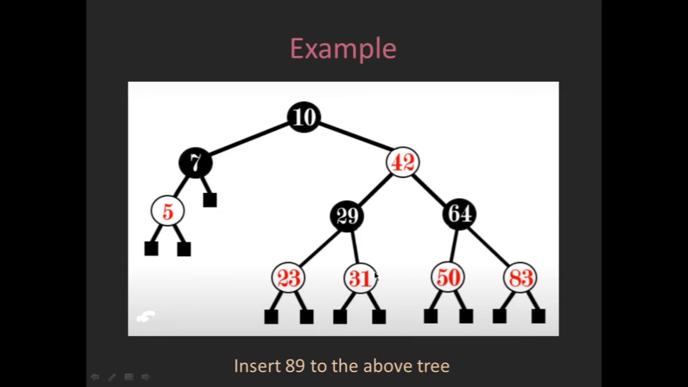Let's say our task is to insert 89 to this tree. According to the binary search tree, 89 should be placed over here because it is greater than 10, greater than 42, greater than 64, greater than 83, so it would be placed over here. Since this tree is not empty, 89 is placed over here and is colored red. So this is 89 we have inserted.